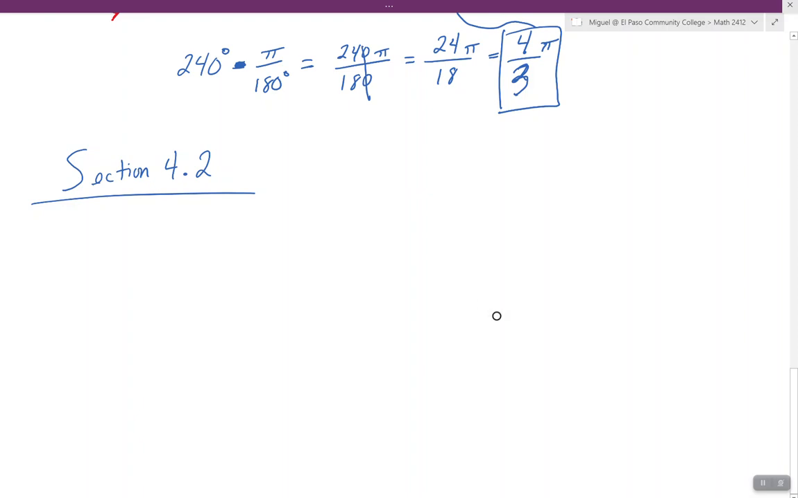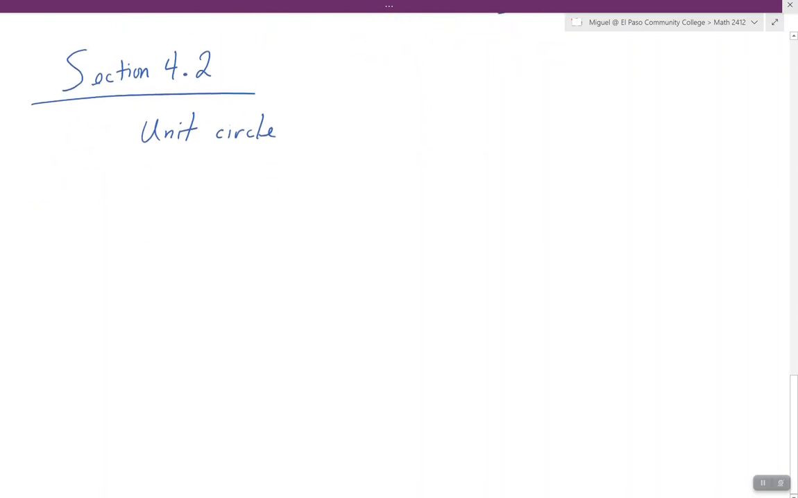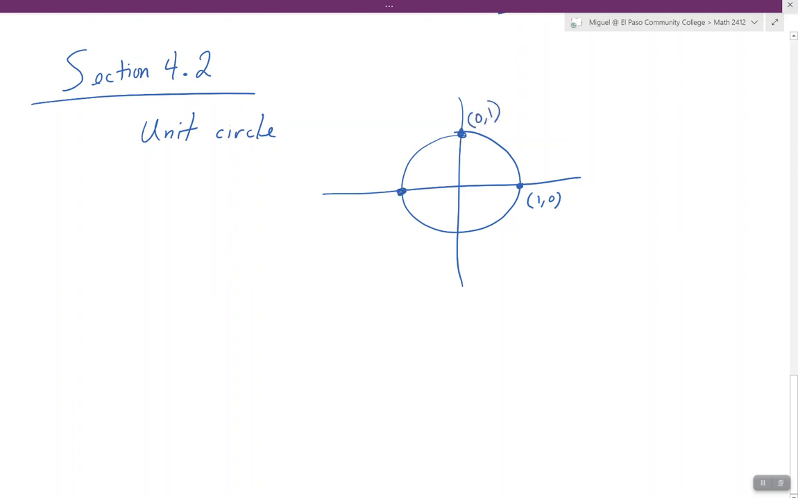So you'll often hear people talk about something called the unit circle. It's a circle centered around the origin, and the unit part comes because the radius is 1. So this point would be (1, 0). This point would be (0, 1). Negative 1, 0. Negative 1.